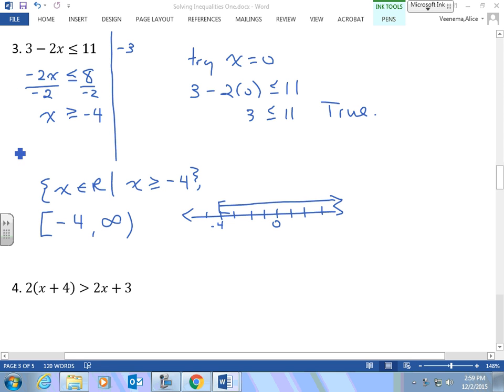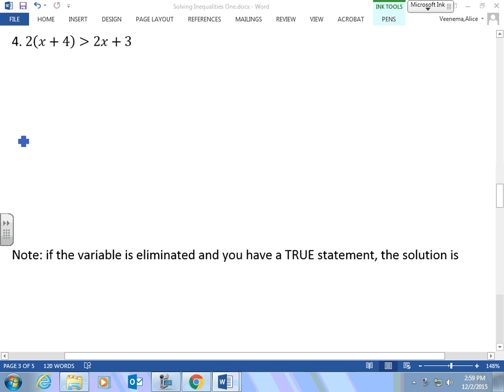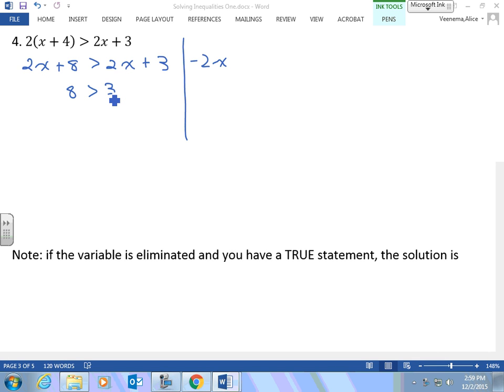All right, let's look at a question that involves a few more steps. Question 4 here, I've got some brackets to work through, so always simplify through the brackets first. So I've got 2x plus 8 is greater than 2x plus 3. Let's subtract the 2x from the right side here, so I have all my x's on the left. So subtract 2x. So I end up with 8 is greater than 3. Notice that there was a 2x on both sides. So when I subtracted 2x, it was eliminated.